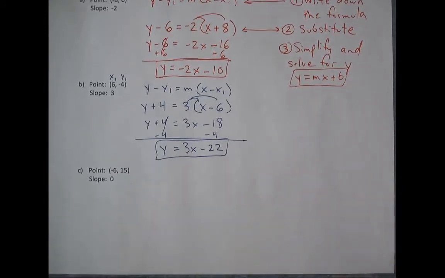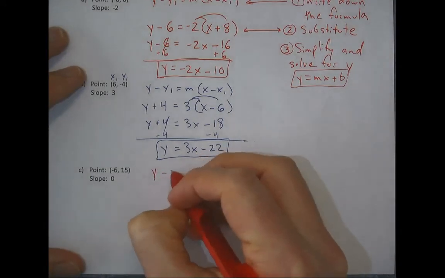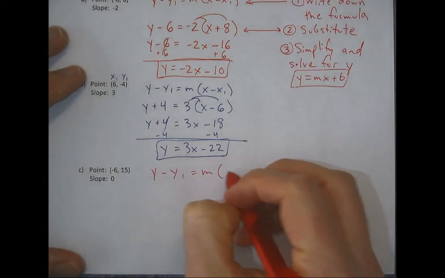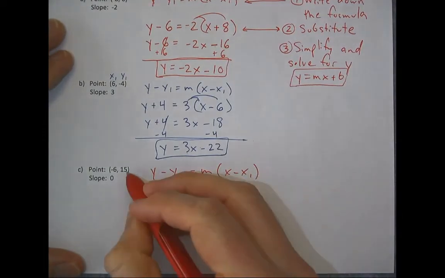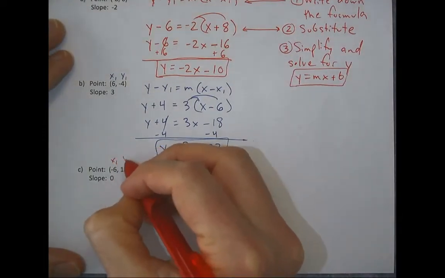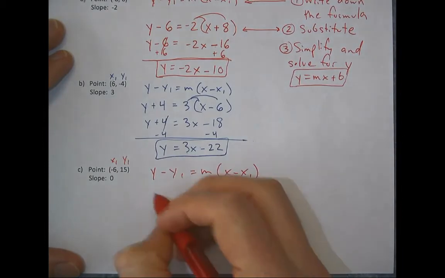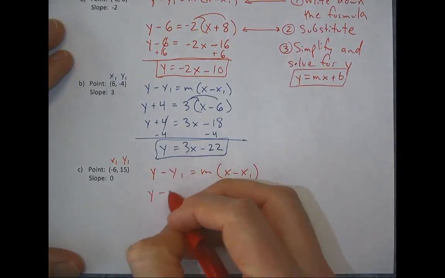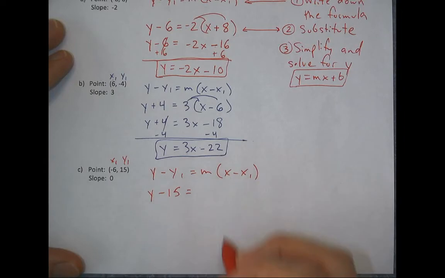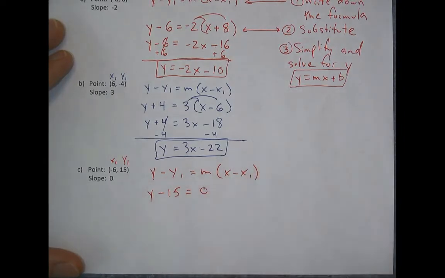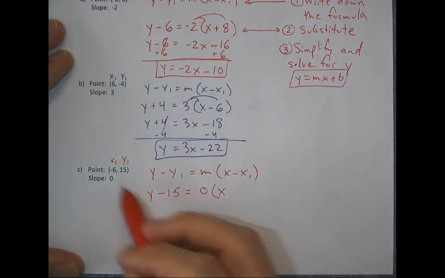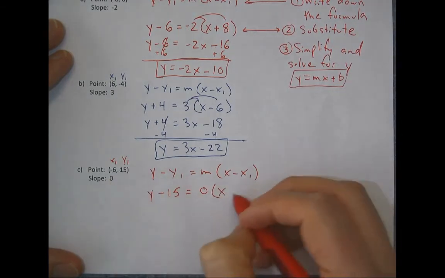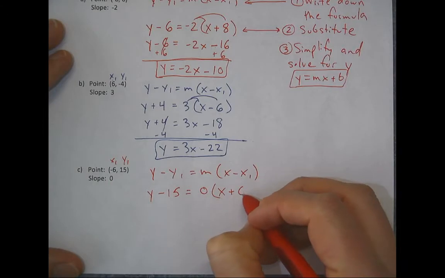All right, one more. But this one, we got the slope is 0. So let's see what happens. So starting with my equation, plugging in for y1. Remember, this is x1, y1. So I'm plugging in positive 15, so it says minus 15. Slope is 0. Let's throw that in for now. And then x minus x1, I'm plugging in a -6, so it actually goes plus 6.